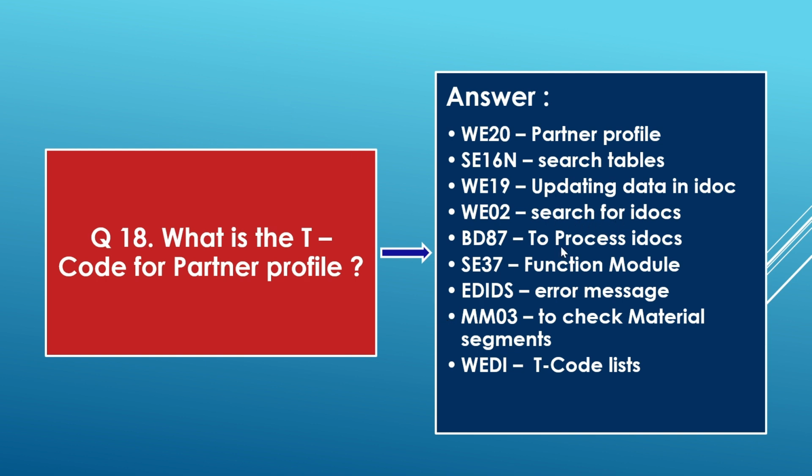BD87, this is the T code we will use to process the IDOCs. SE37 is for function module. EDIDS is to check the error message after processing the IDOCs.